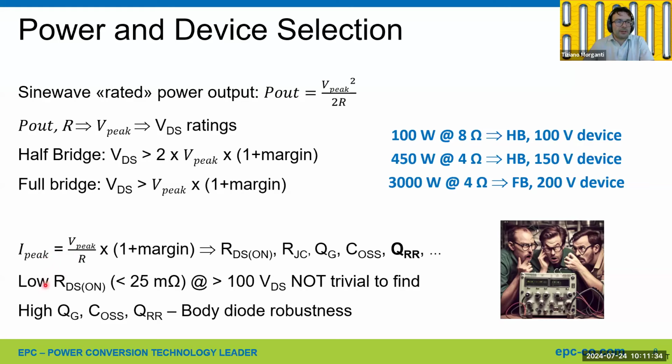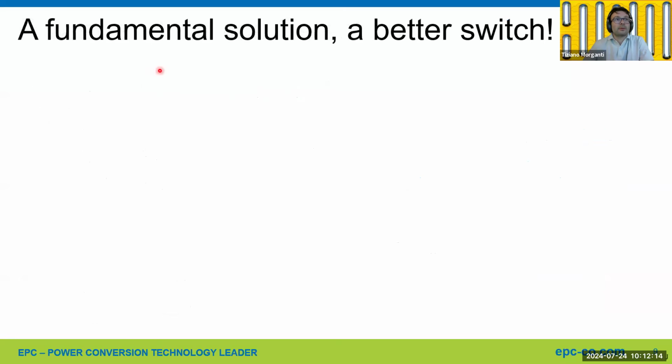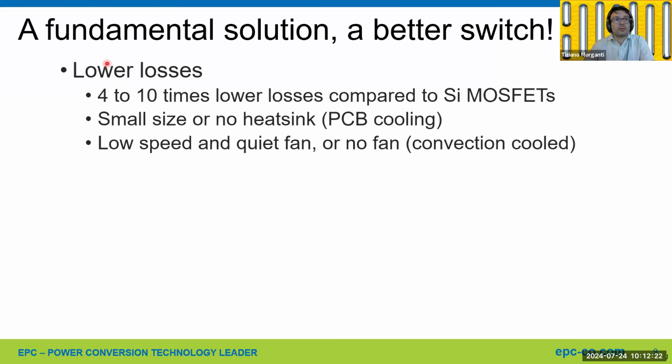It turns out that it's not easy to find a switch with low RDS-on and above 100 volt VDS rating, which also has good parameters in terms of gate charge, output charge, and reverse recovery. Especially, silicon MOSFETs lack a very good body diode, so it's not trivial to select the right switch for this application, unless you try our GaN FETs, which are basically a better switch because we have lower losses, so we can get lower RDS-on and much lower switching losses compared to silicon MOSFETs.